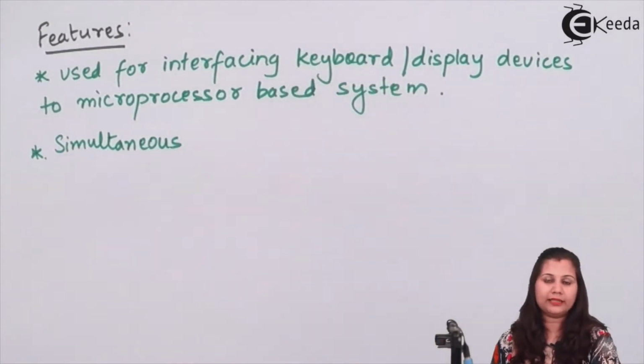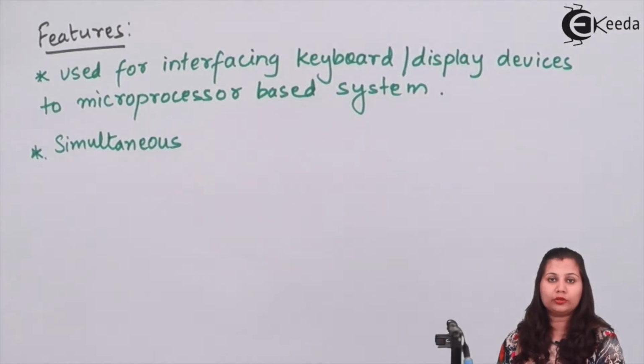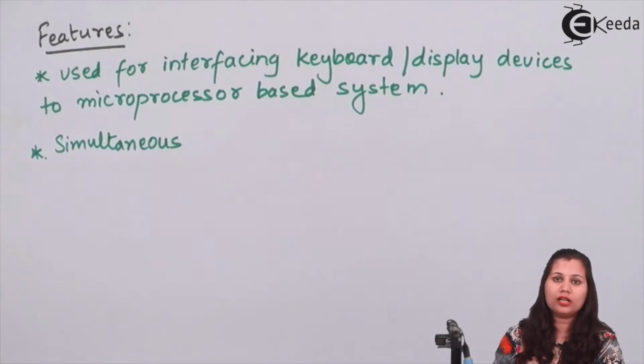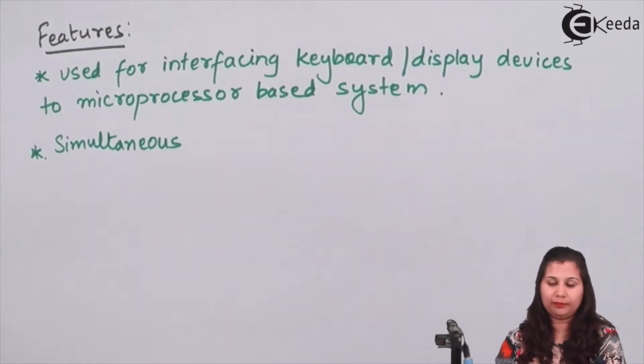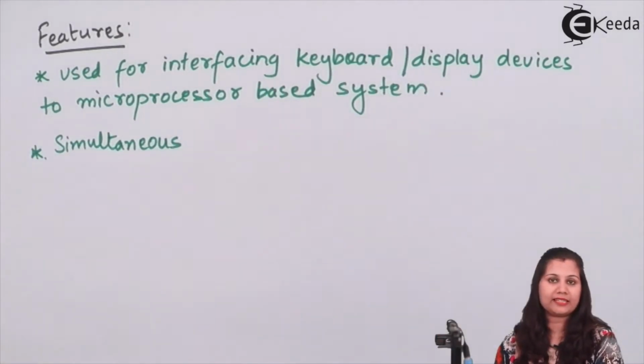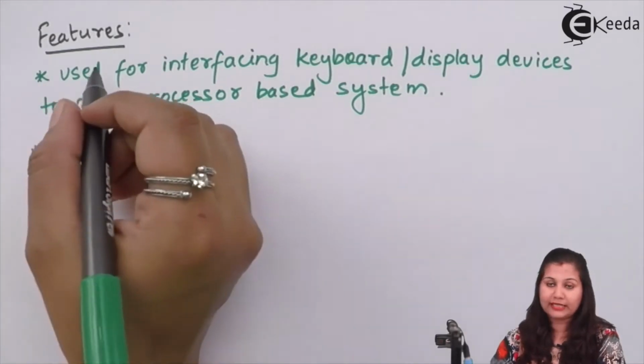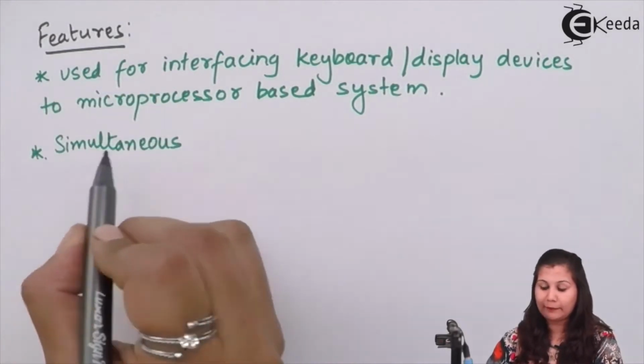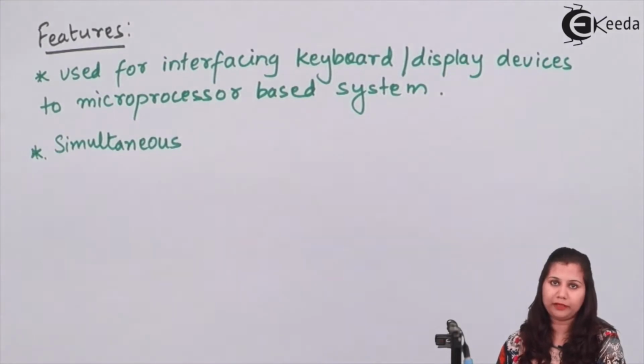We know that the keyboard is an input device. Through the keyboard, the user is inputting the data to the CPU. Display devices are the output devices, like the monitor and printer. So both the input and output devices can be interfaced with the microprocessor based systems. So we can say that the 8279 allows simultaneous keyboard and display operations.